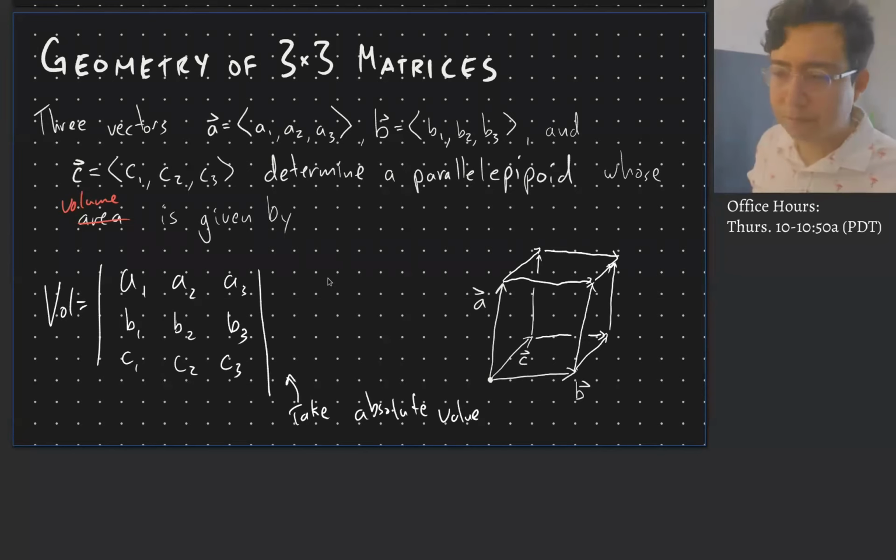Cool. Any questions about this? Cool. So this is a useful thing you can do with determinants. You can just take areas and volumes of these shapes. Okay.